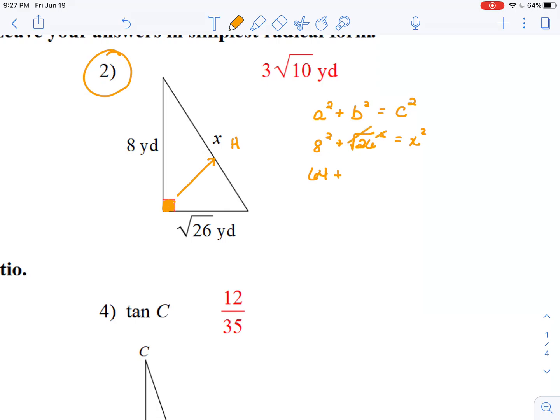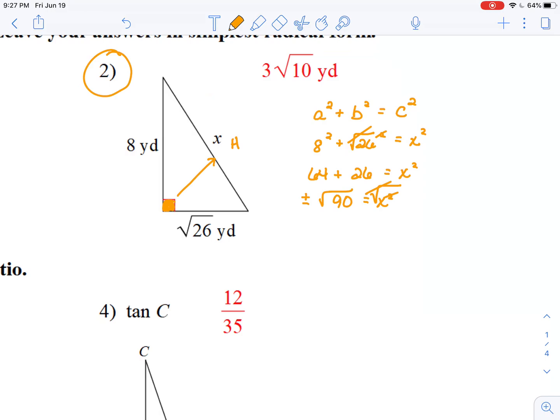And I could go ahead and multiply this out, or I could just say squaring and square rooting are inverse operations. They're opposites. They're going to cancel each other out. I can add 64 and 26 now, and I'll get 90. And I'm solving by square roots, so I'm going to square root both sides because squaring and square rooting are inverse operations. They cancel each other out.